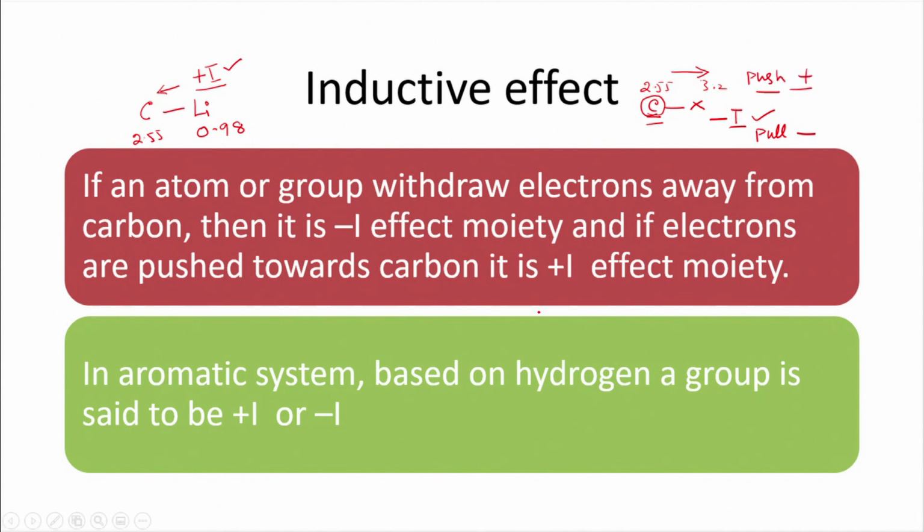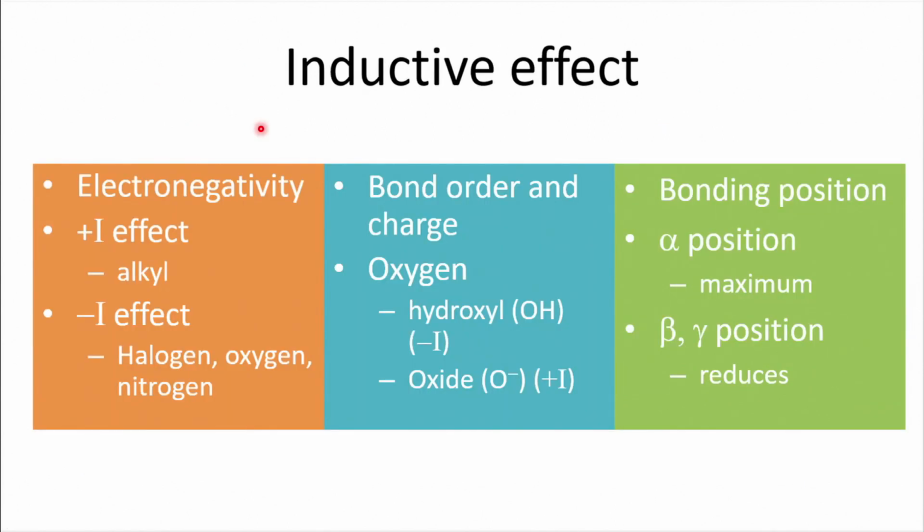And in the case of aromatic systems, based on hydrogen, a group is said to be plus I or minus I. So, there is a difference between normal alkyl carbons and aromatic systems. Here we have some examples of the plus and minus I effect groups. Alkyl groups push electron towards carbon. So, this is what is called a plus I effect group. As we have seen, halogens are more electronegative than carbon. So, they pull the electron towards themselves. Oxygen and nitrogen also pull the electron towards themselves because they are more electronegative than carbon. These groups are called minus I effect groups.